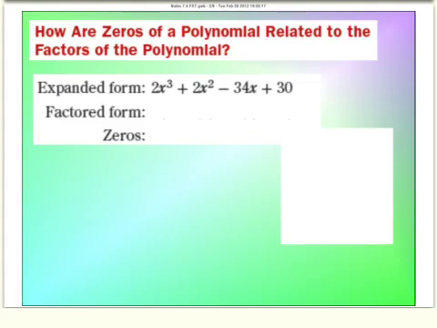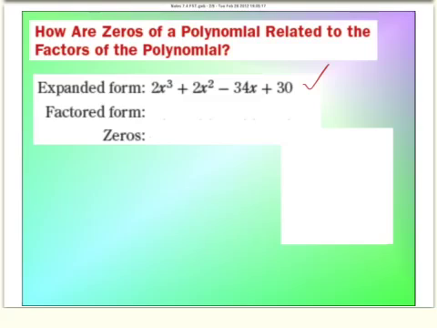The first objective of this section talks about how the zeros are related to the factors, and we're going to do this example right here to cover that objective. The expanded form of this third degree polynomial is right here. And what they want us to do is factor it, and then from there look at the factors and identify where the zeros are for the function.